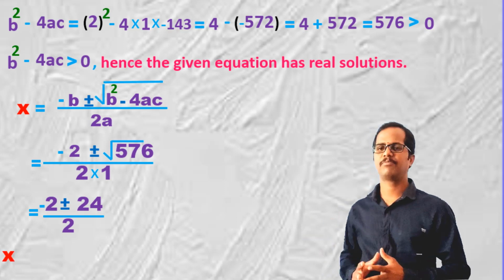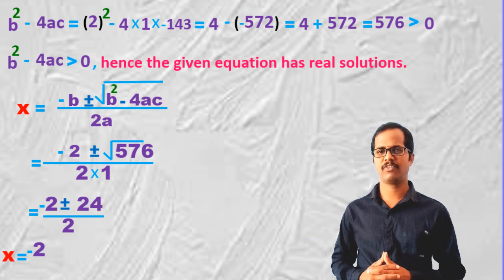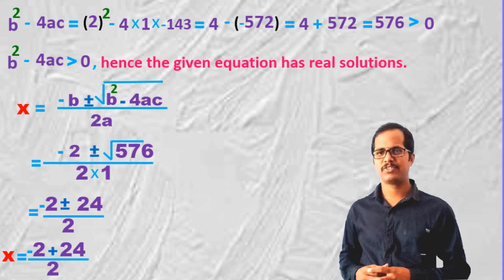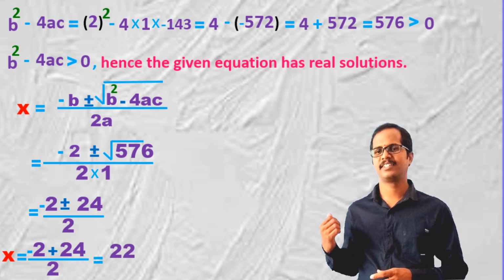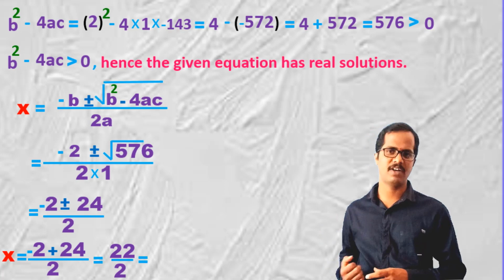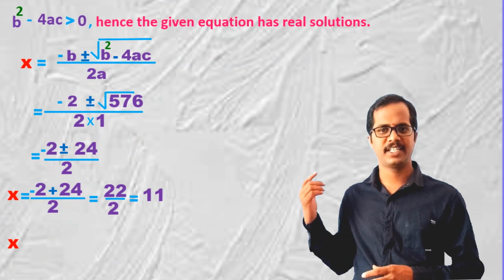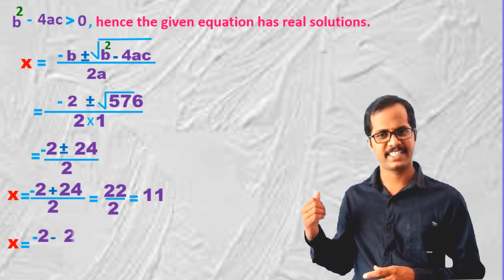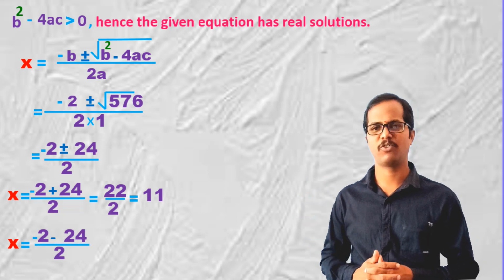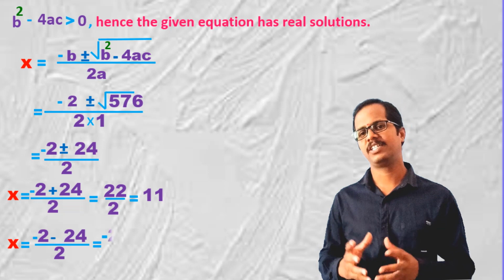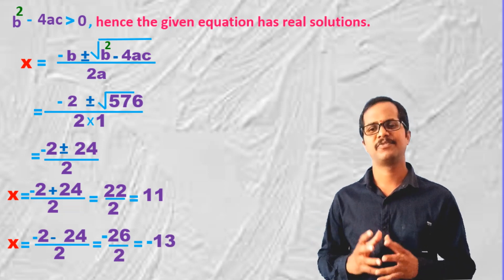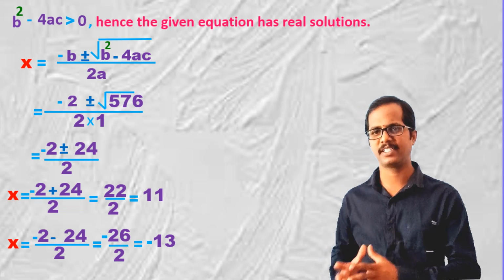Now here if we take the positive root, that is plus 24, then we get x equals to minus 2 plus 24 by 2, and simplifying this, we get 22 by 2, which equals to 11. And if we take the negative root, that is minus 24, then we get x as minus 2 minus 24 by 2, which equals to minus 26 by 2, that means minus 13. So we get x equals to 11 and minus 13.